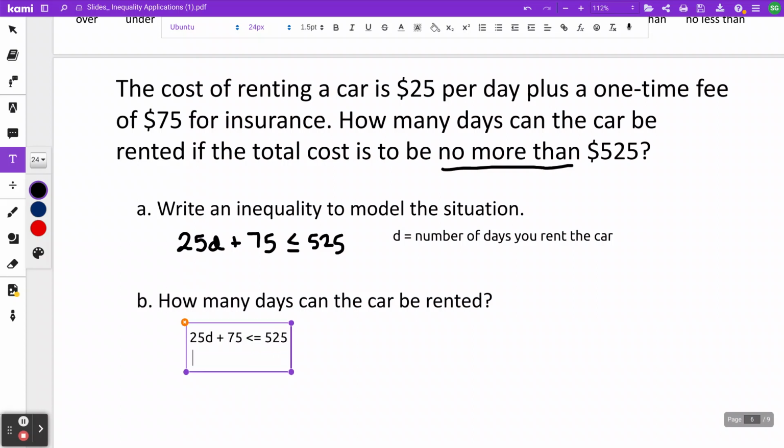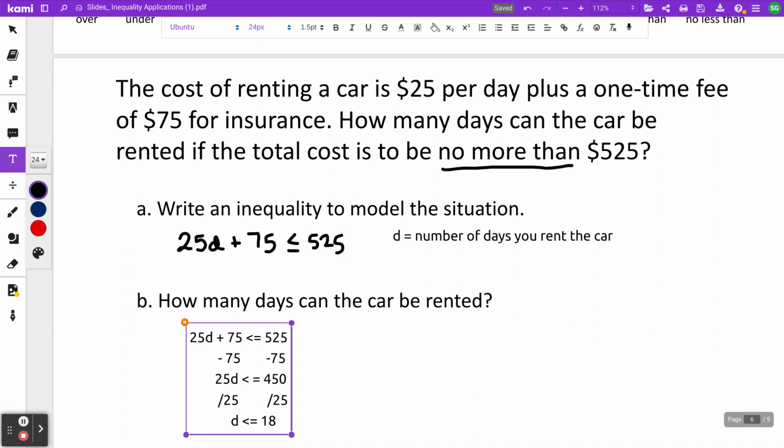When we go to solve this, we're going to get rid of our constant first. So I'm going to subtract 75 on both sides. That leaves me with 25D is less than or equal to 450. And then I'm going to divide both sides by 25. It gives me D is less than or equal to, I believe that's 18, right? Divide by 25. Yep. We get D is less than or equal to 18.